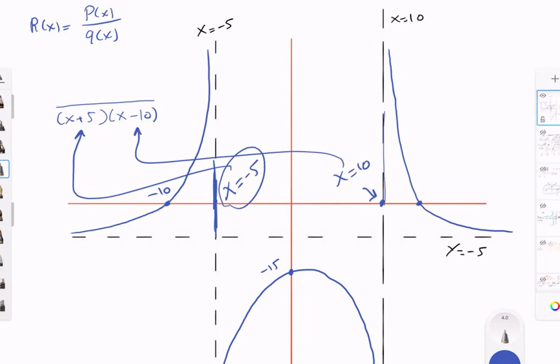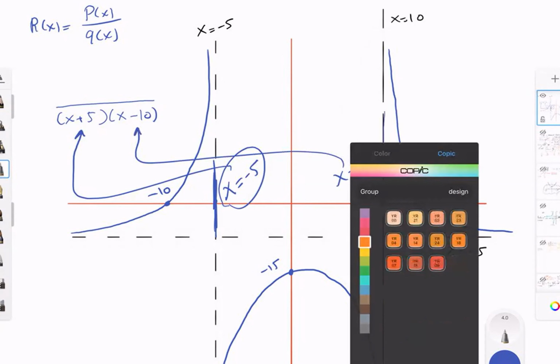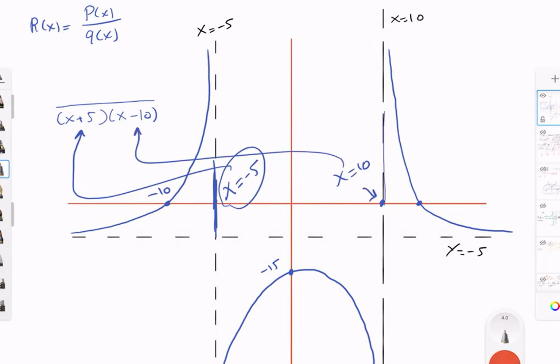What else do we have? We have x-intercepts, correct? This was x equal to -10. That means we have x plus 10 on the top because we get 0 on the top. Then here we have this point is x equal to 15. This is 15. Then we have x minus 15. Correct?